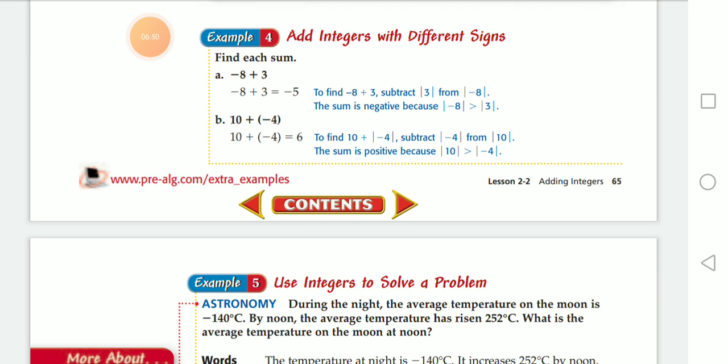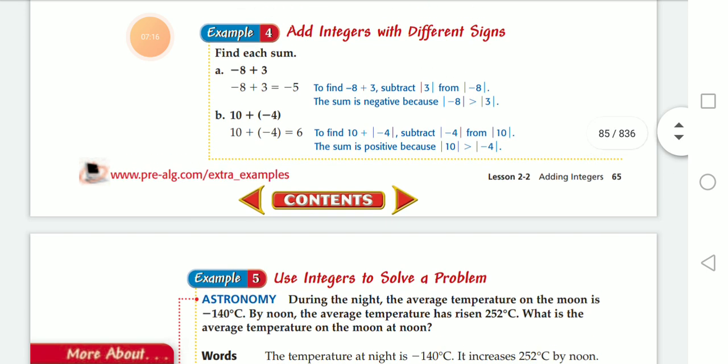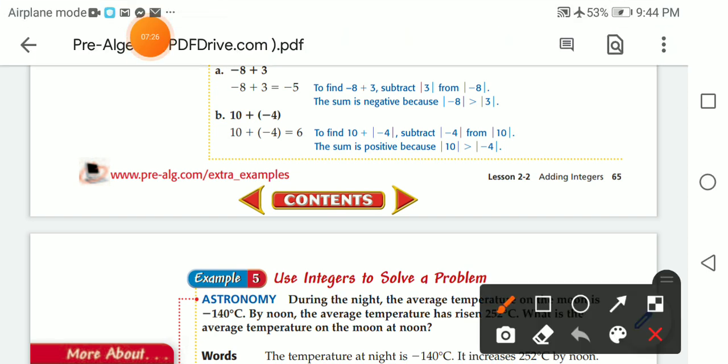I have to find negative 8 plus 3. So subtract the absolute value of 3 from the absolute value of negative 8. The sum is negative because negative 8 has the greater absolute value. So what should we do again? In simpler words, with 8 and 3, when you see different signs, make a subtraction. 8 minus 3, my dear students, gives me 5. Which sign should I follow?